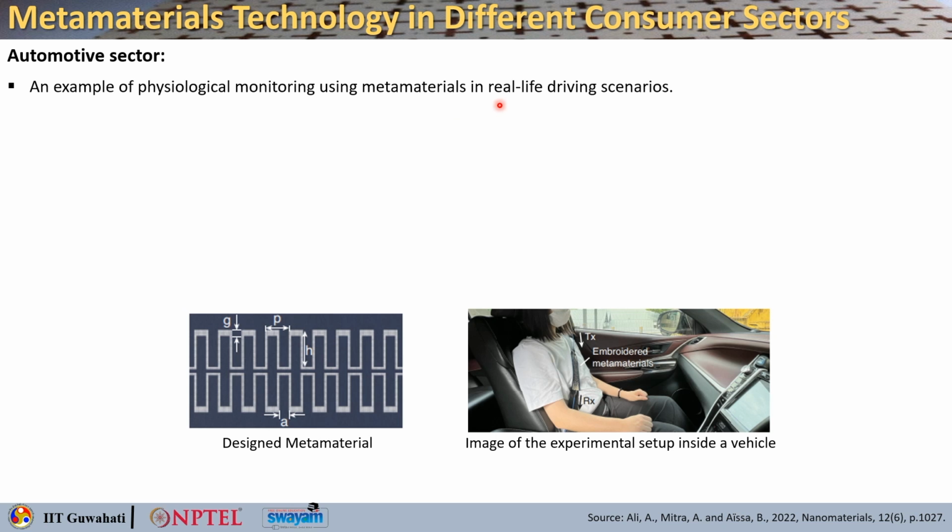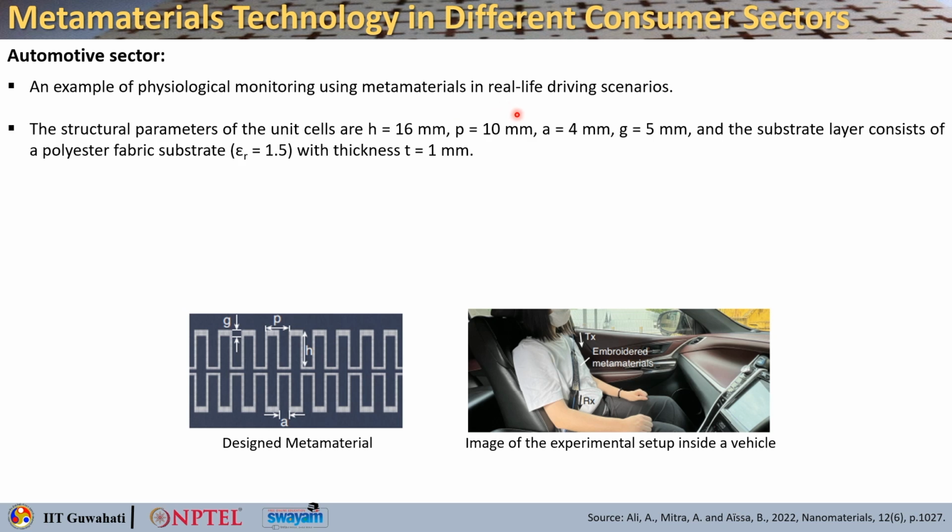physiological monitoring in a real life driving scenario. Here you can see metamaterials can be used to show accurate heartbeat detection with a median interbeat interval (IBI) detection error of around 23.5 milliseconds during driving. So, what they do is make embroidered metamaterials, which come along with the seat belt.